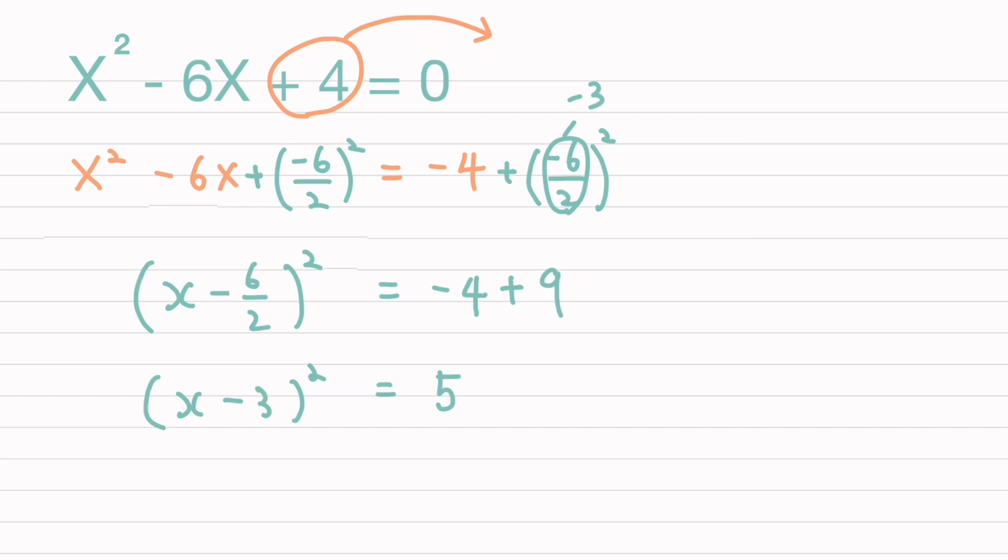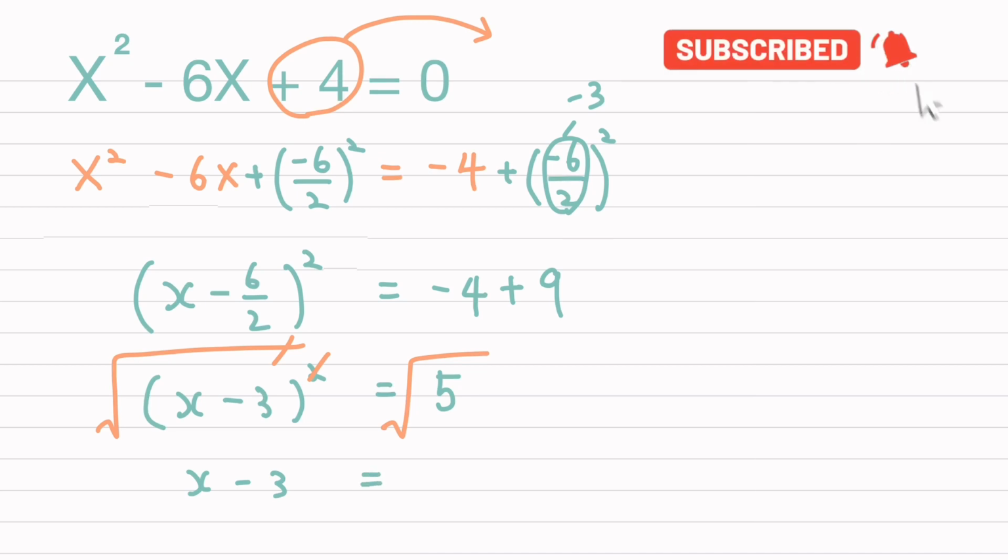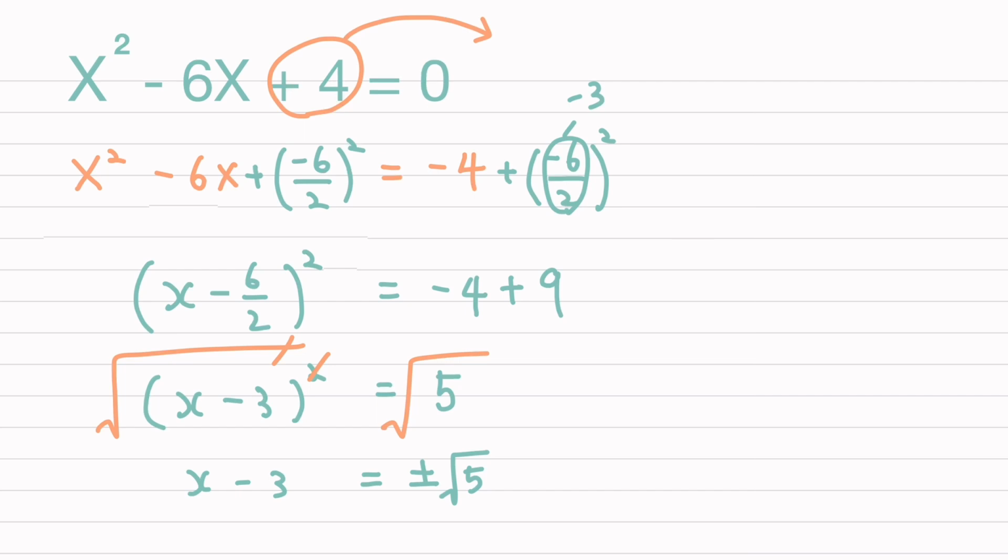At this point, I will take the square root of both sides to get rid of the square on the left side. I end up with x minus 3 is equal to plus or minus square root of 5. The last step is to send this negative 3 to the right side. If I do that, I get x is equal to 3 plus or minus square root of 5. That'll be my final answer, so I'm going to box it like this to indicate that this is indeed my final answer.